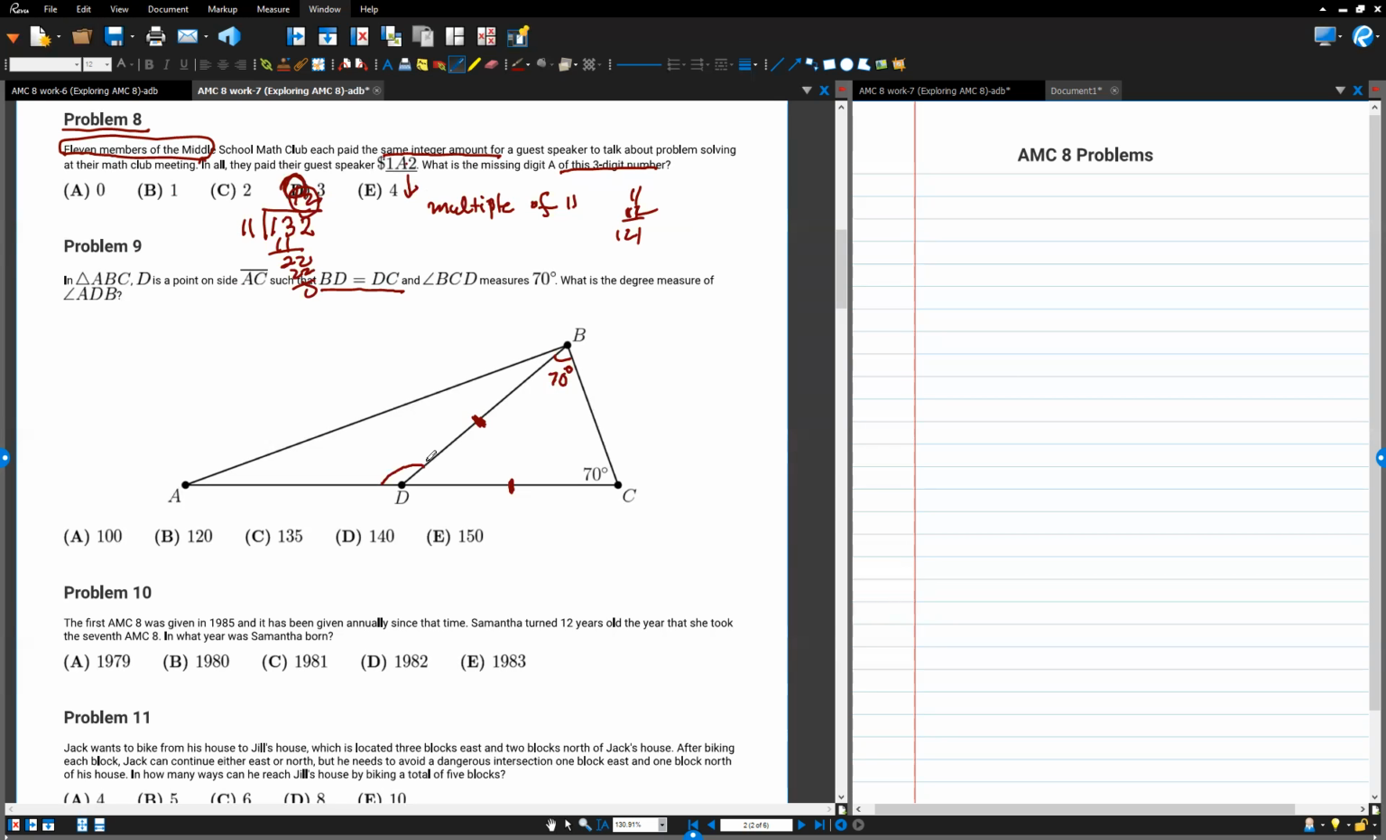D, B. Oh, wait. No, D. Which one is correct? It's D because the angle over there is 40. This is 40, right? Because the total interior angle of a triangle is 180. This is 70, 70, 140. The last one should be 40. Now their sum is 180.